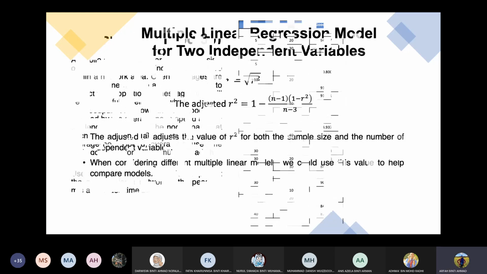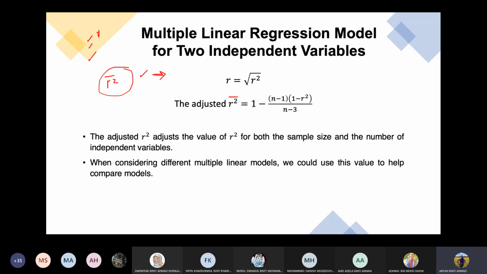So ada soalan so far untuk multiple linear regression? Dia makin banyak variable, independent variable, makin banyak benda yang awak kena kira as compare with simple linear regression model. Ada soalan so far? Clear or not before we go to exercise? Clear. Tak ada soalan, tak ada.